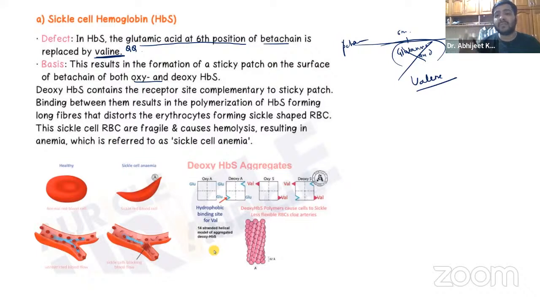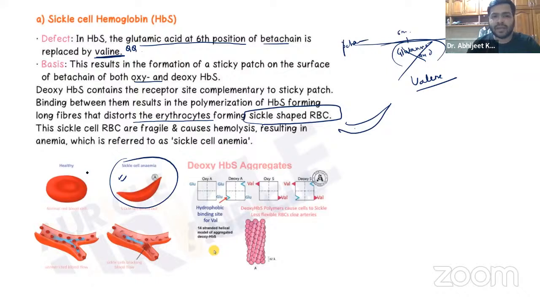So it will result in the polymerization of this hemoglobin, forming long fibers, and that will distort the erythrocyte structure, or break down the erythrocytes, forming the sickle shaped RBC, as you can see in the image also. The sickle shaped RBC, that is something you have to remember. And remember, the sickle cell RBCs are very, very fragile. They can break very easily.